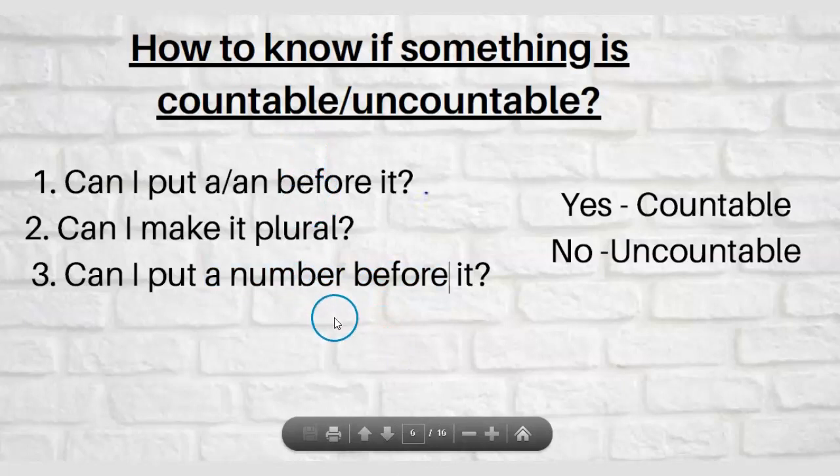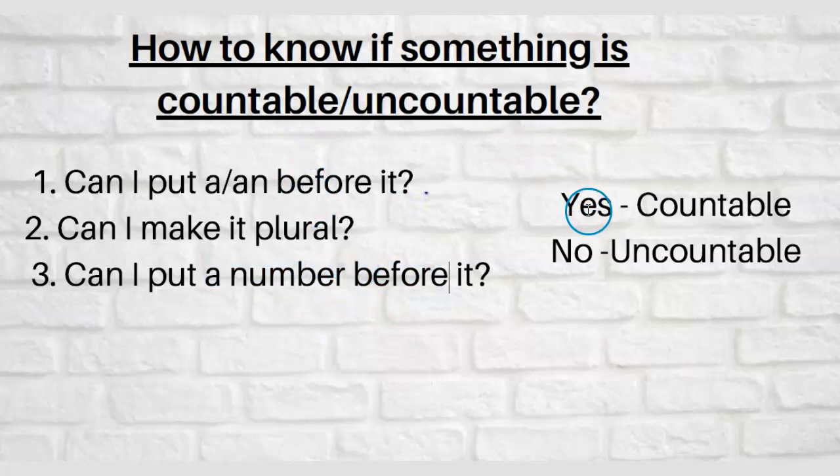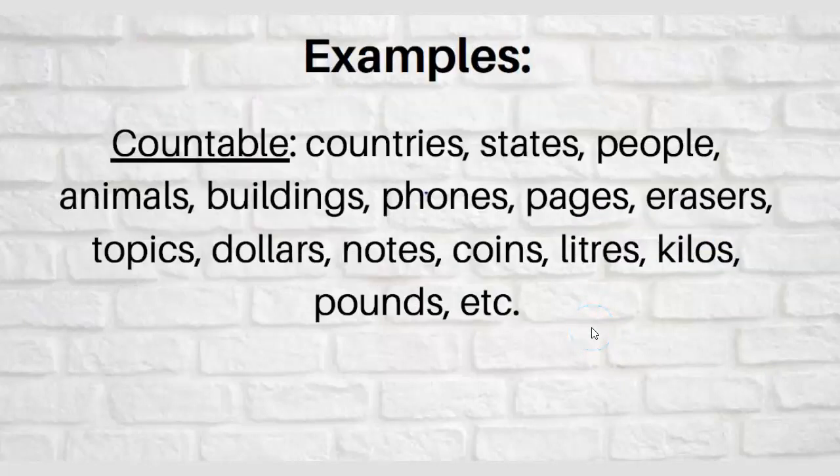These three things you need to check. If the answer to all of these three things is yes, then the noun is countable. If the answer is no, then the noun is uncountable. As simple as that. So let us look at some examples of countable and uncountable nouns.